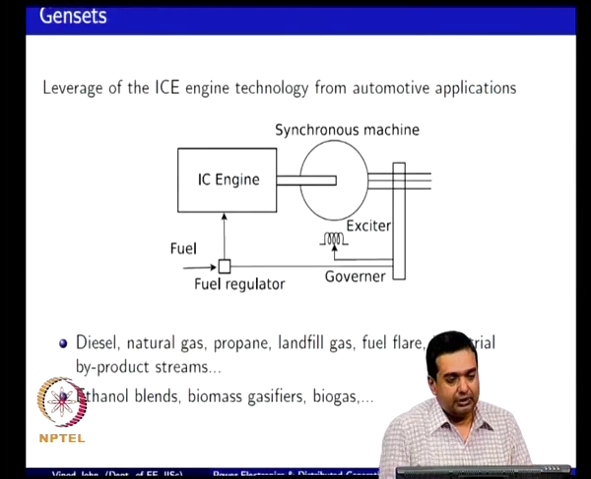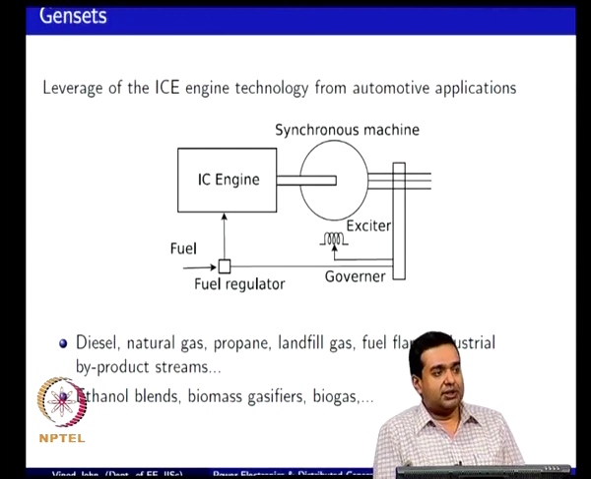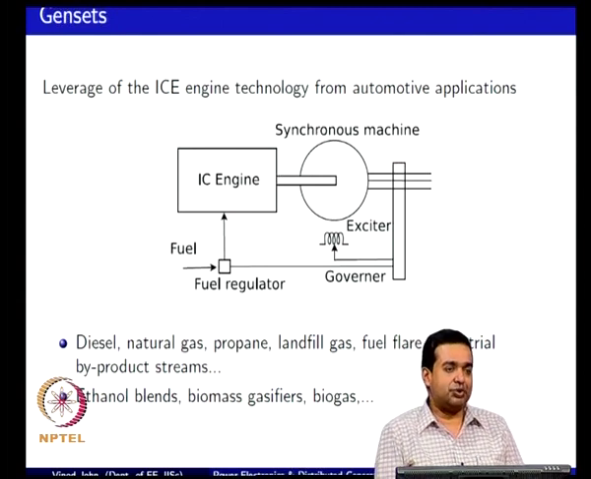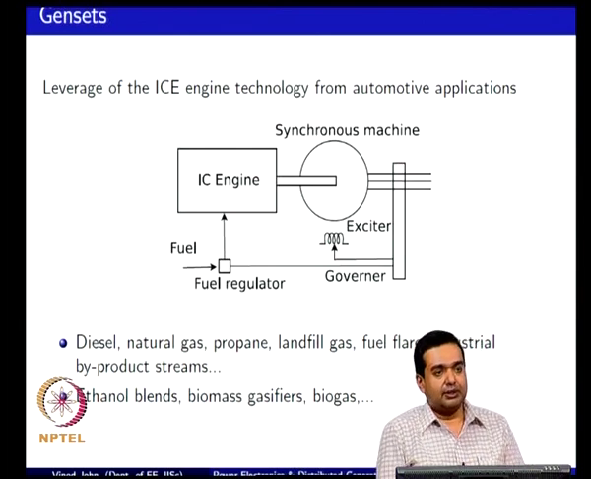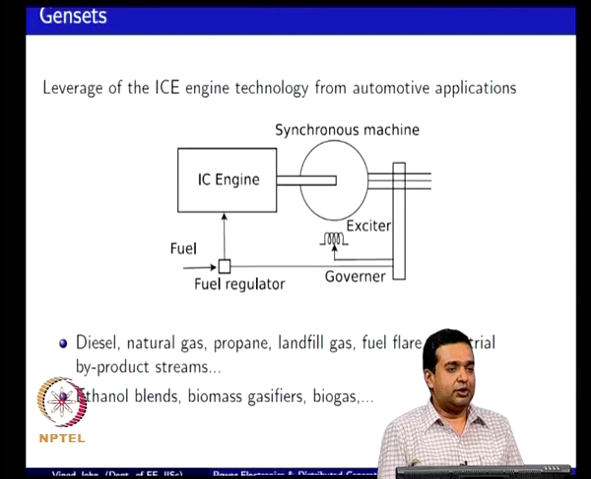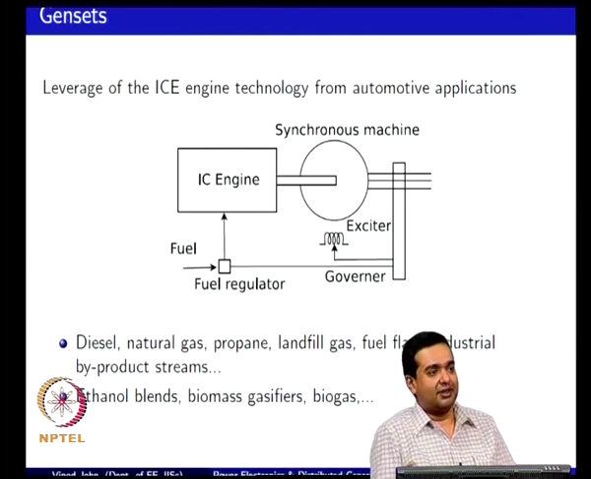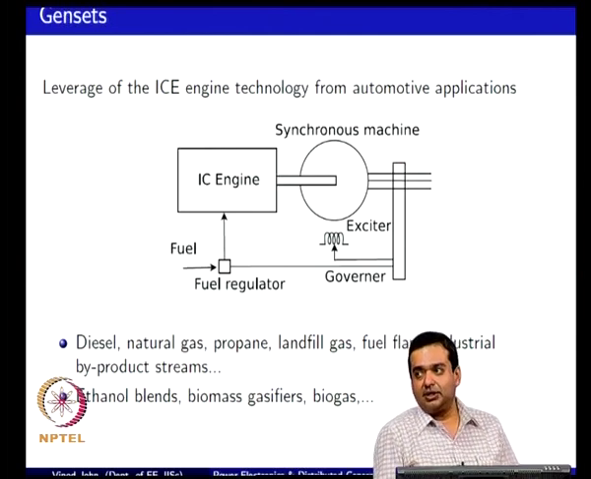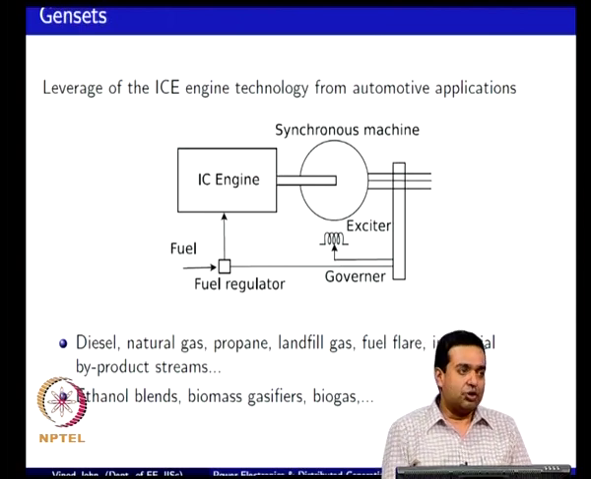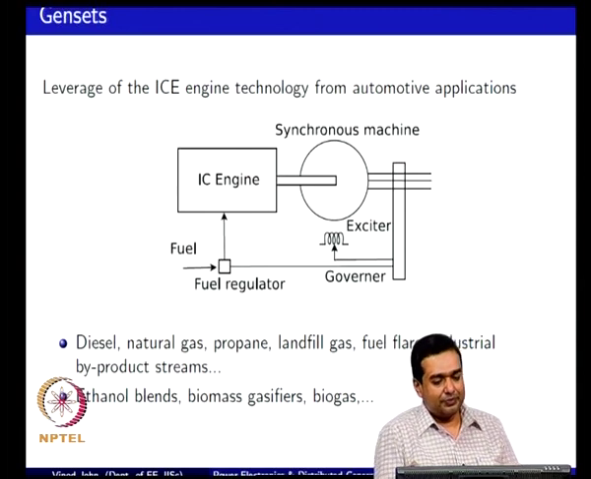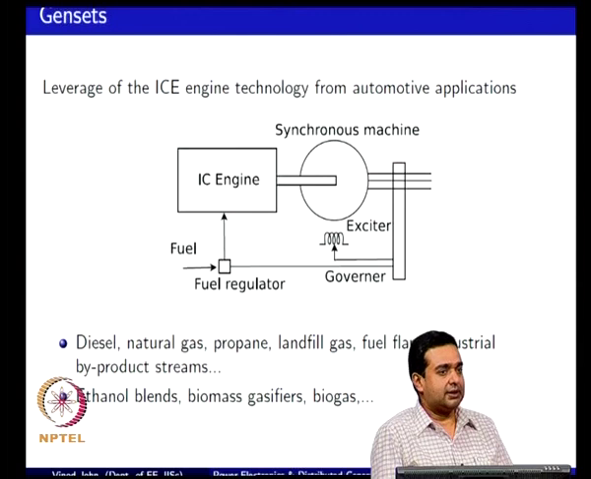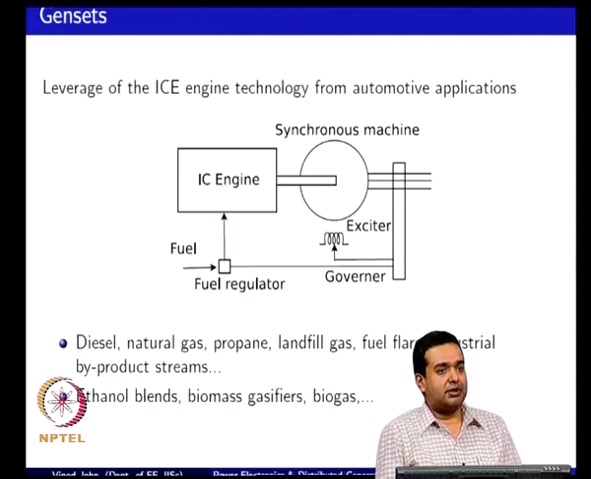If you look at the most common distributed generation technology that is actually out there, it is the gensets that are commonly used. If you go to any commercial area of an Indian city, you would have people who have gensets outside their shops; if there is a power outage, all the gensets would turn on. So, there is actually a very large installed capacity of gensets out there, though not connected to the grid, they are acting as backup systems. The cost of the genset is quite low because it leverages the IC engine technology from automotive applications.